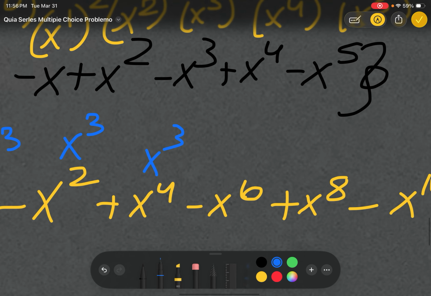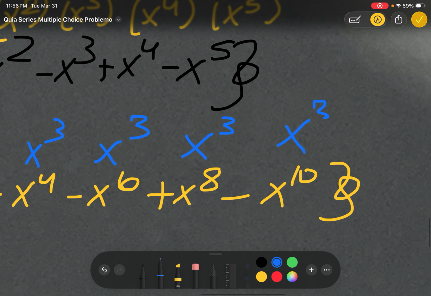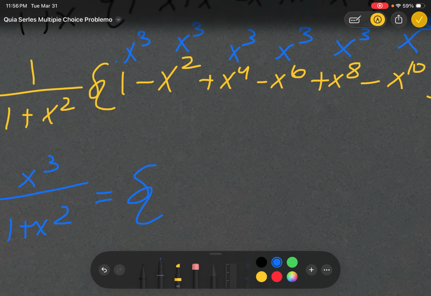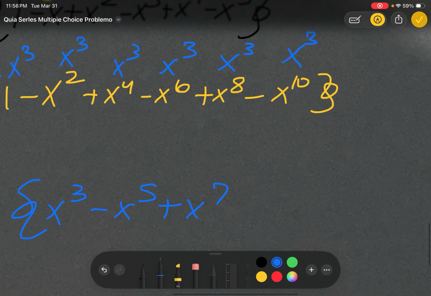Now this is where you add the exponents instead of multiply them. So you should get, this is going to be a simple process. I should put this in green, but it's fine. It's going to be x cubed minus x to the 5th plus x to the 7th minus x to the 9th plus x to the 11th minus x to the 13th.